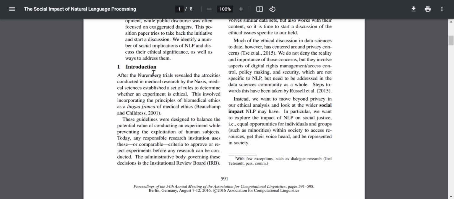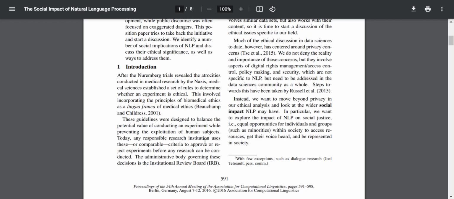Alright. So, an introduction. After the Nuremberg trials revealed the atrocities conducted in medical research by the Nazis, medical sciences established a set of rules to determine whether an experiment is ethical. This involved incorporating the principles of biomedical ethics as a lingua franca of medical ethics. Okay, so some background. These guidelines were designed to balance the potential value of conducting an experiment while preventing the exploitation of human subjects.